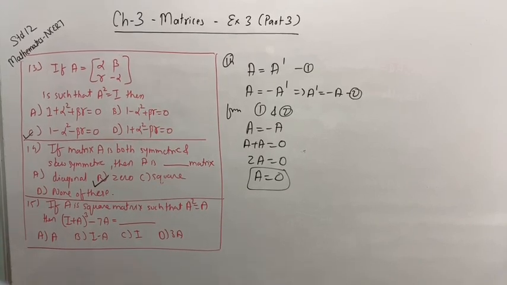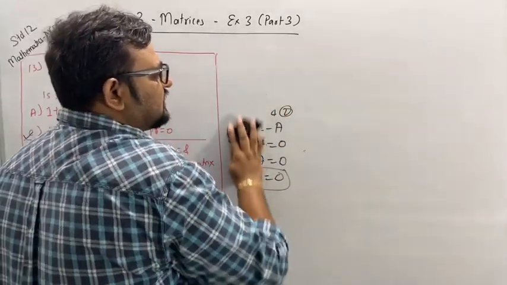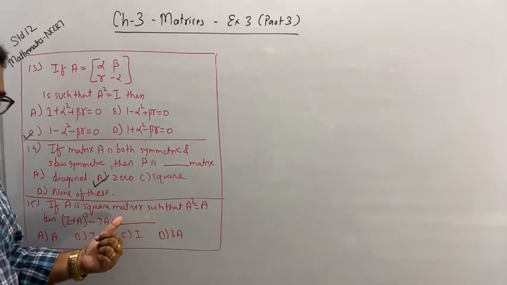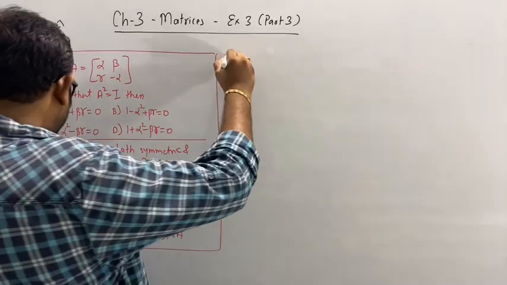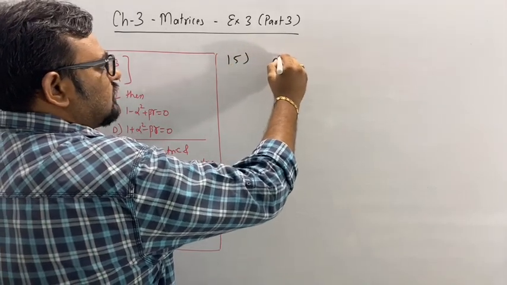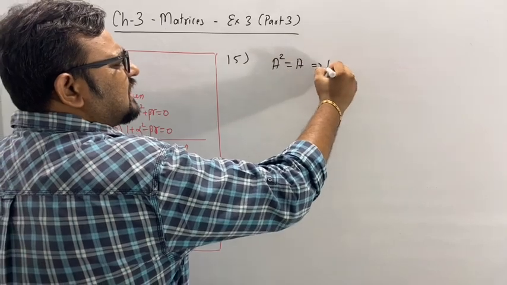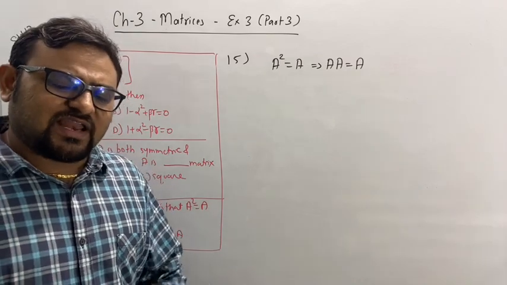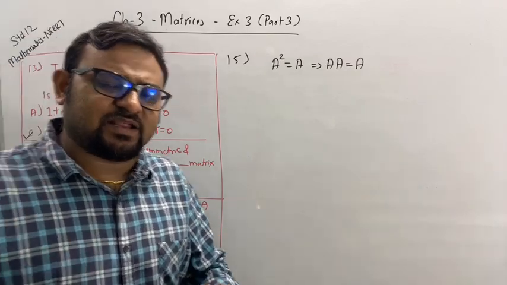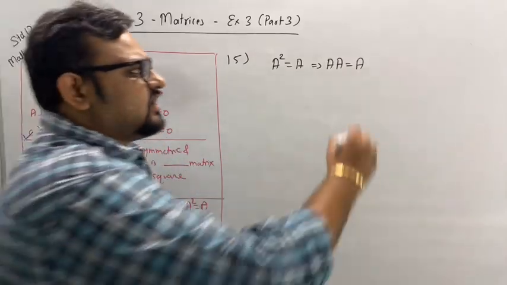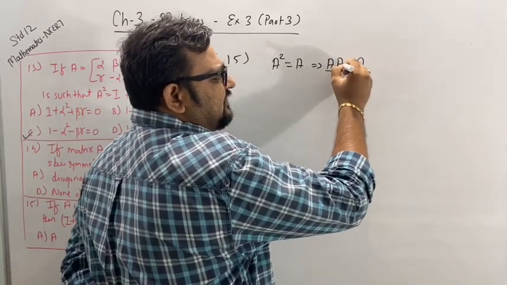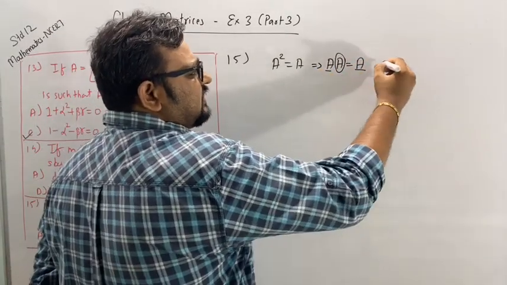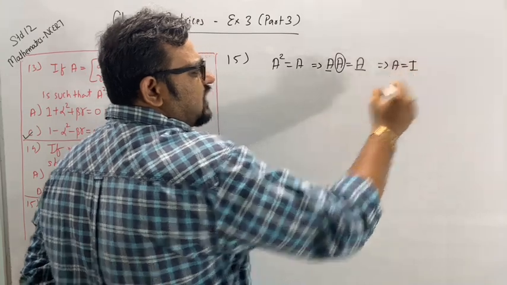Now let's go over the last question of this exercise. Also for this chapter, it is given A is a square matrix such that A square is equal to A. So what does this imply? A into A is equal to A. Now we know that whenever we multiply any matrix with the identity matrix, we get the same answer. Here we are getting A. If we are multiplying A with the identity matrix, then only we will get A. So we also got one thing, A is equal to I.